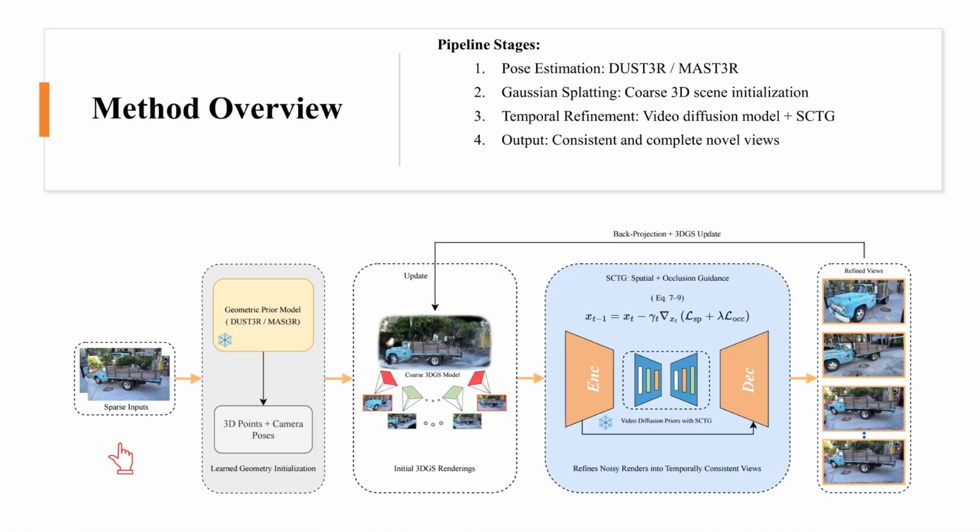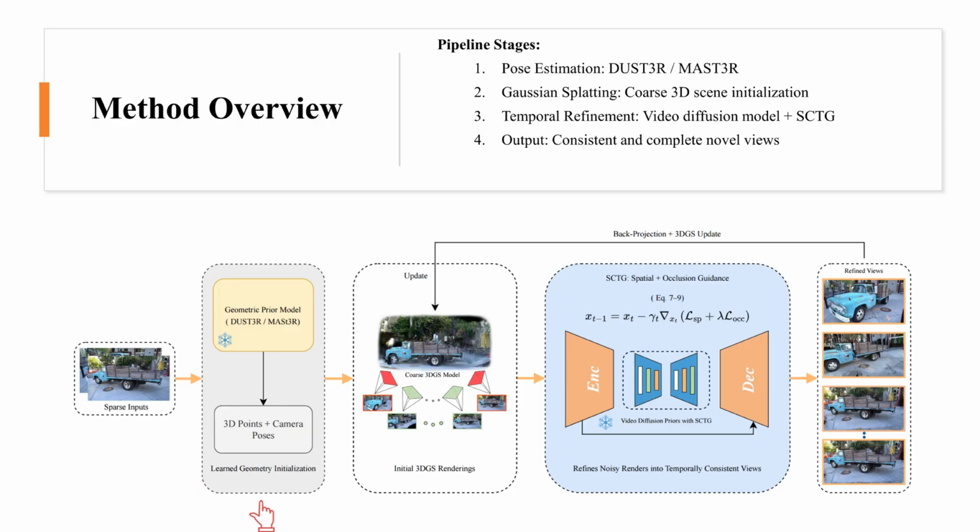Our pipeline begins with a set of sparse, unposed input images, typically just 2 or 3 wide baseline views of the scene. These serve as our only input for the 3D reconstruction task. We first estimate camera poses using DUSt3R, which provides 3D point clouds and camera poses even under severe input sparsity. This forms the initial geometric scaffold for the scene.